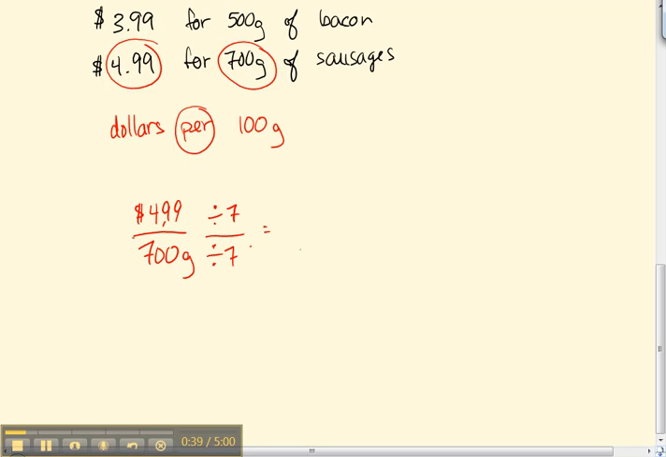And so we do that on the bottom. I get the 100 grams that I want, which is why I divided by 7. And then you divide the top by 7 as well, and you get 71 cents per 100 grams. Okay, so keep in mind this is not a unit rate. This is just a regular rate because my bottom unit is not 1, it's 100. Okay, so what does this tell you?